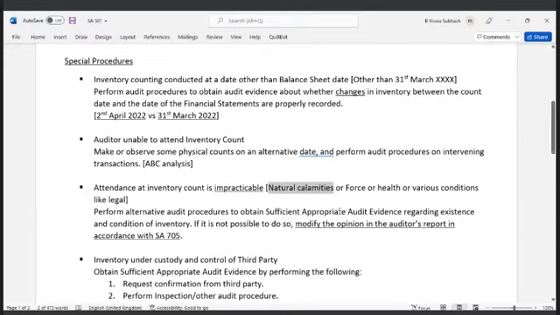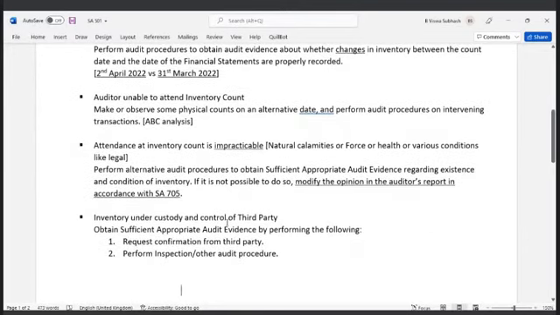So all these things you need to communicate to the investors or the people reading the audit report that, boss, this has happened and this is the reason we are not able to give a true and fair opinion on this particular inventory at all. Next, inventory under custody and control of a third party. This is something that happens many of the times.